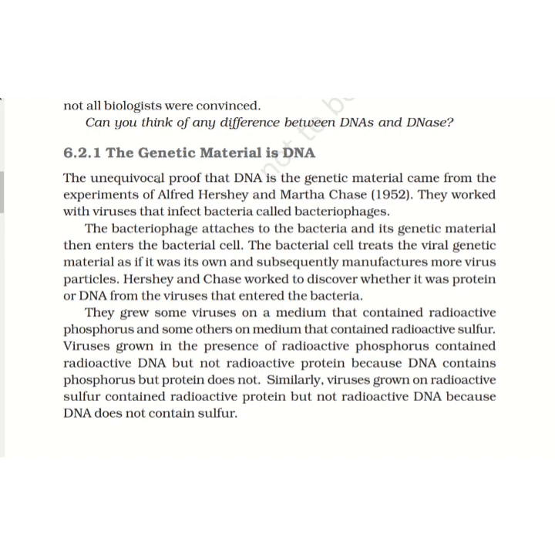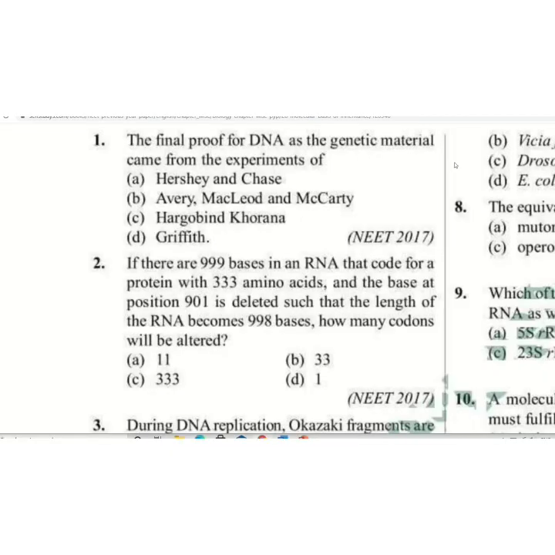The unequivocal proof, that means the final, unambiguous proof, that DNA is the genetic material came from the experiments of Alfred Hershey and Martha Chase in 1952. So this is the final proof of DNA as genetic material. Here the answer is option 1.